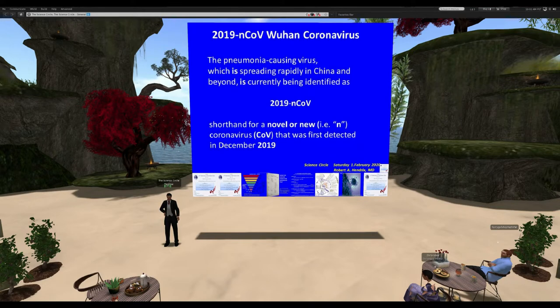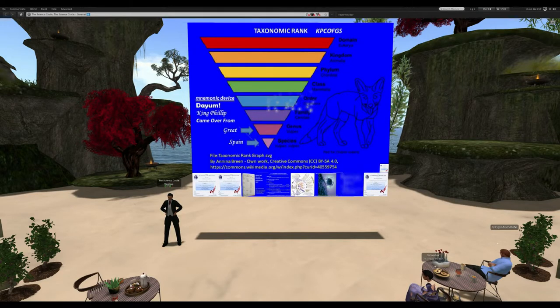The name's pretty simple. If you want to find information about it, you could always write Wuhan coronavirus, but if you do a search for 2019 nCoV, then you will get a lot of stuff.